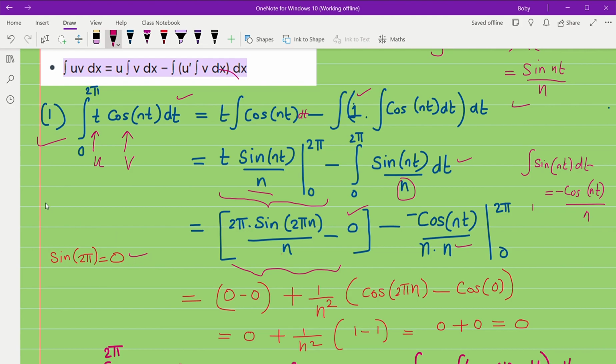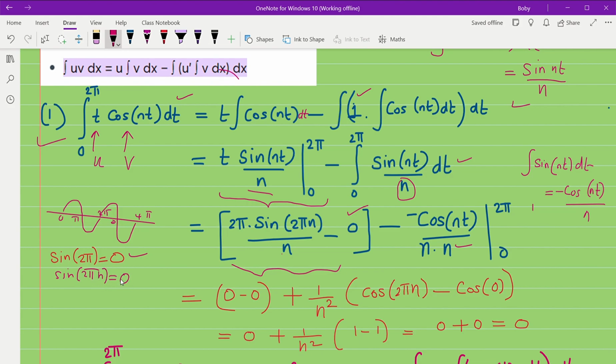So the sin function, we all know sin 0 is 0, sin pi is 0, 2 pi, 3 pi also 0, and 4 pi also 0. So sin 2 pi is 0. Similarly sin 2 pi n, that is also equal to 0.